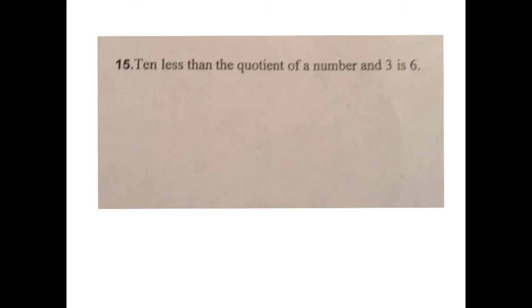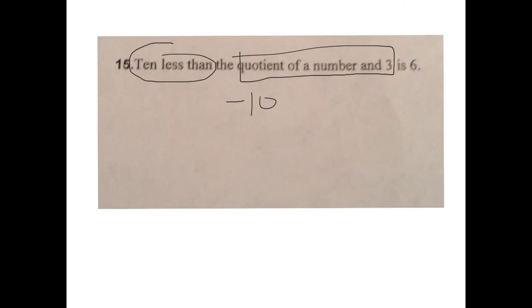Alright, so here we have to write our own equation and then solve it. So this says 10 less than a number. So 10 less means we're going to subtract 10. The quotient of a number and 3. Quotient means we're going to divide. A number is our x divided by 3. And "is" in math means equal, so this has to equal 6.